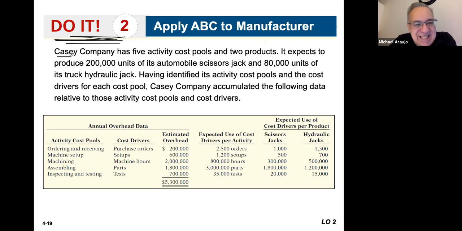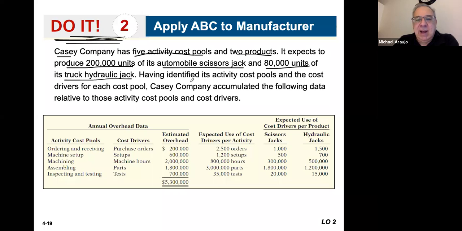Okay, let's take a look at Casey. Casey Company actually has 5 activity cost pools and 2 products. Okay, what are the products? Well, they have automotive scissor jacks and truck hydraulic jacks. Those are the 2 products. They're going to produce 200,000 units of these auto scissor jacks. They're going to produce 80,000 units of the truck hydraulic jacks.